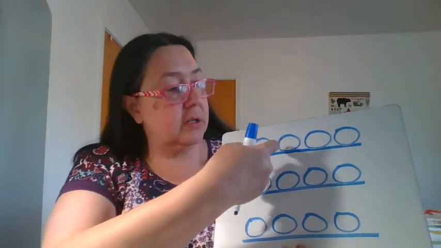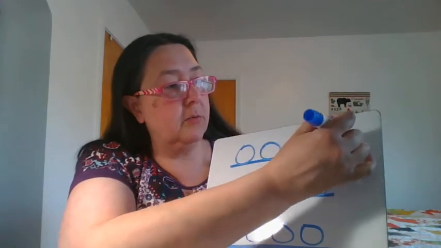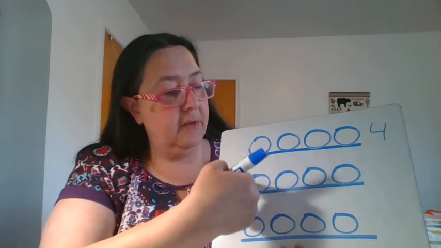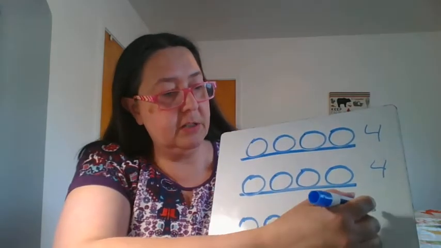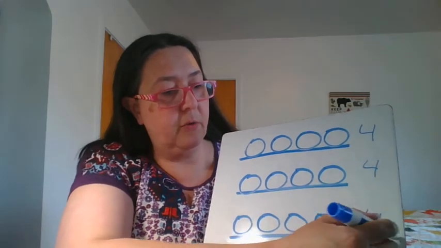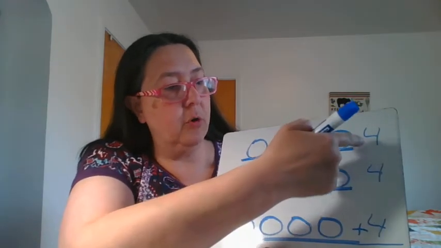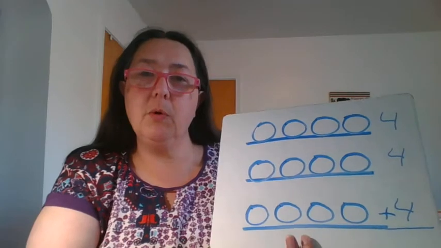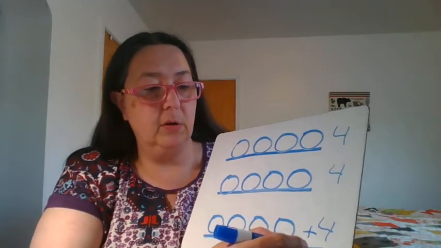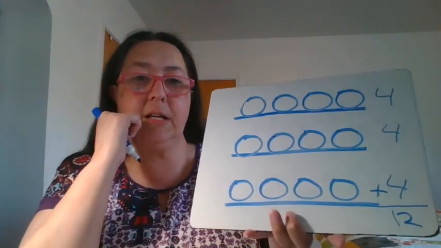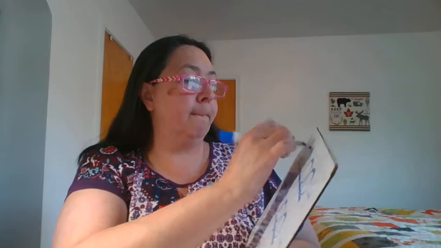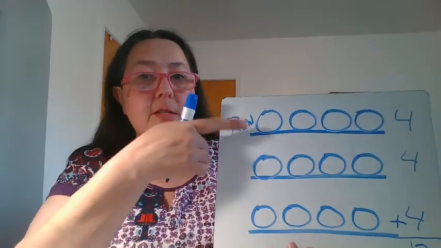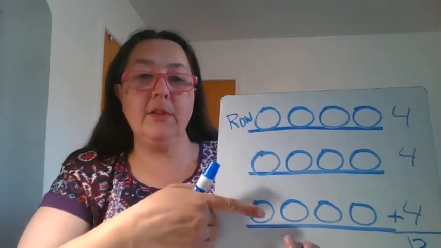If you count these 4, we could write a 4 here. And if you count these 4, we could write a 4 here. And if you count these 4, we could write a 4 here. If we add up 4 plus 4 plus 4, we would have our answer of 12. So that is one way to go for doing arrays. Those are called a row. This is a row, this is a row, and this is a row.